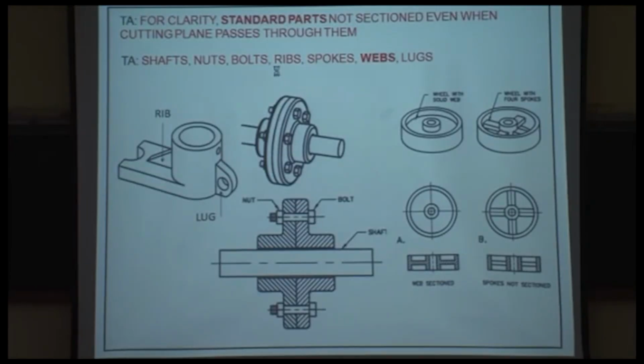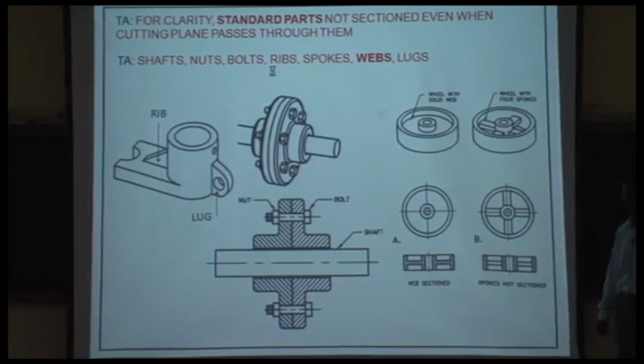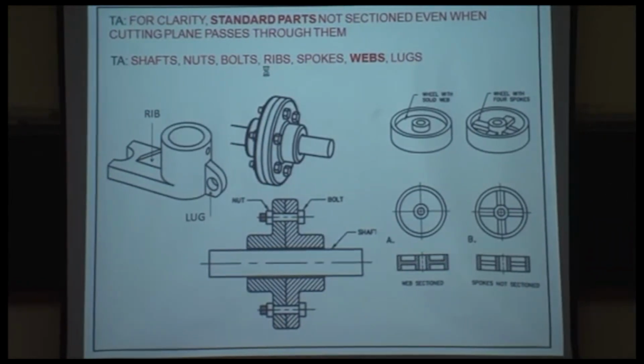For clarity, standard parts, of course, they are not sectioned. Okay, even when the cutting plane passes through them. So some of those parts are shafts, nuts, bolts, ribs, spokes. Webs are sectioned, lugs are not sectioned. Okay, some examples that you had seen last time.